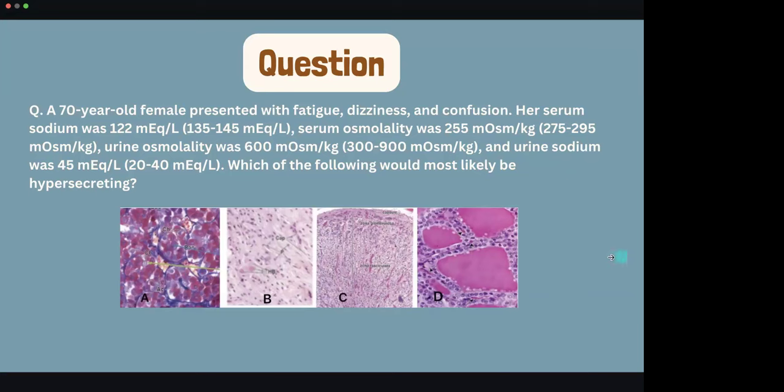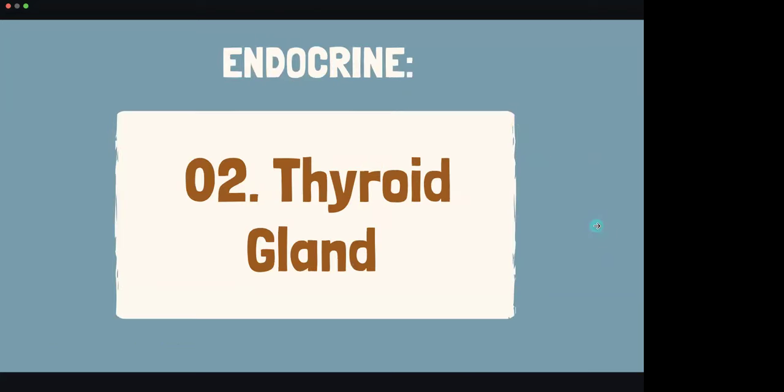Okay, so the answer is B. Why is it B? Because we said what is produced from the posterior pituitary? ADH and oxytocin. And the problem here is with ADH being hypersecreted. A is anterior pituitary, C is adrenal cortex, and D is thyroid, which we'll be discussing in just a second.